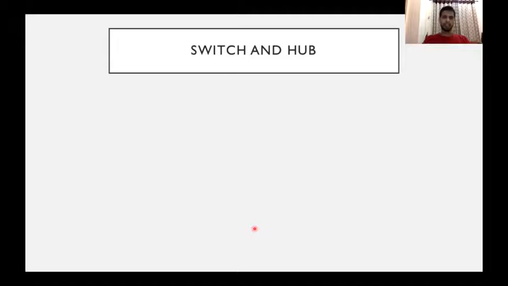So we have talked about the NIC. What is a NIC? Simply a hardware component which is used to connect the computer to the network. Okay, that is a simple definition.